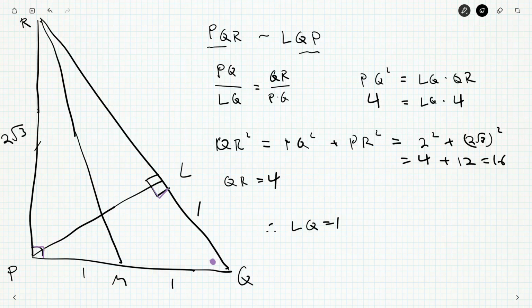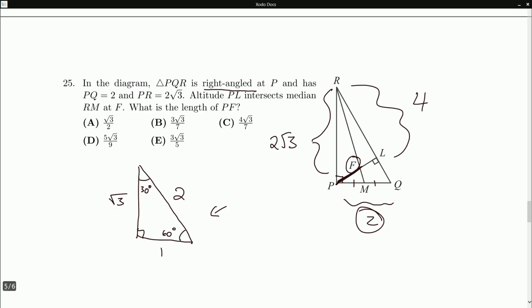So if Q were the center of a circle, L and M would be on them, and PL would be tangent to that. I don't think we'll need circle geometry for this one. I think this is going to be some similar triangle stuff. And it also just sort of strikes me as interesting that they said altitude PL.